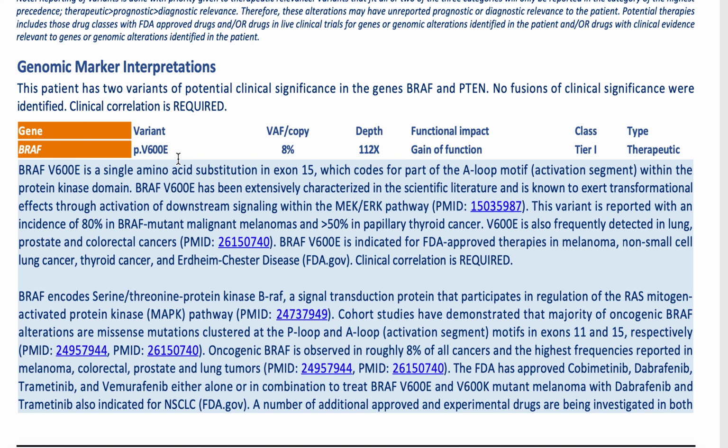Now, if the variant had resulted in a stop codon, this would be indicated by an asterisk. A frame shift would have been labeled with the letters FS. An insertion, that is a duplication, would have had the letters DUP in the variant name, and a deletion would have had the letters DEL in the variant name. We are only going to investigate variants that impact coded protein.